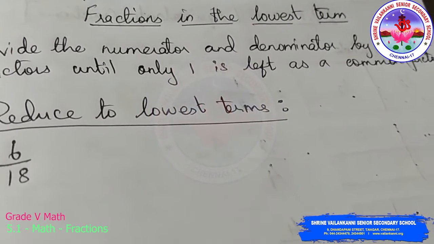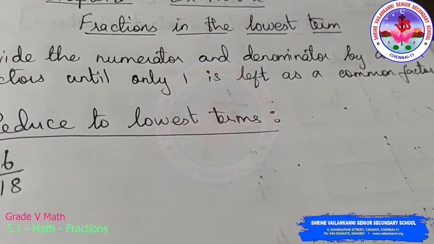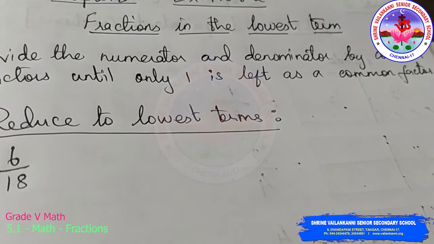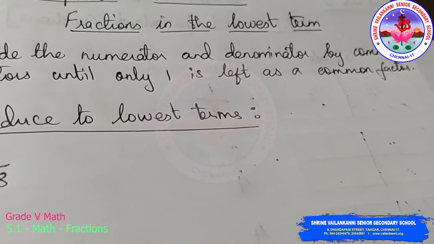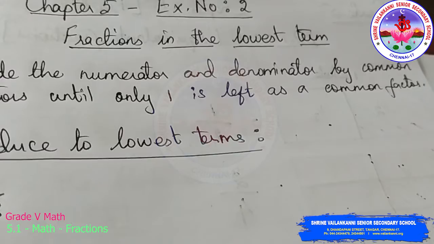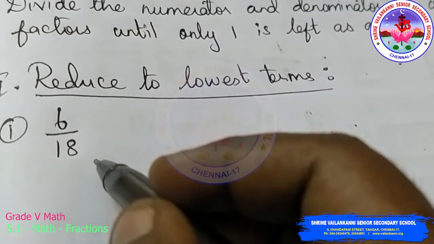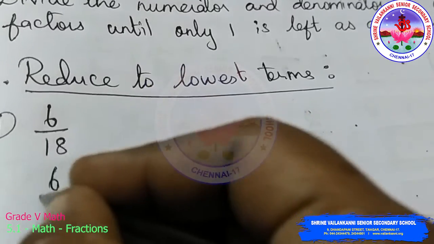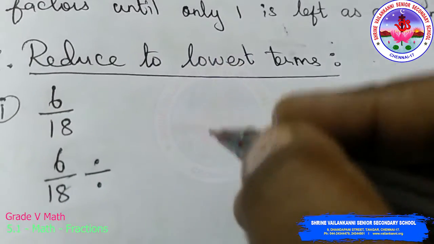For the given numerator and denominator you will have a common factor. So you can use that common factor to bring the fraction's value to the lowest form. Okay, so we'll just see with an example sum. I've taken 6 by 18 as an example, so I have to do the division.